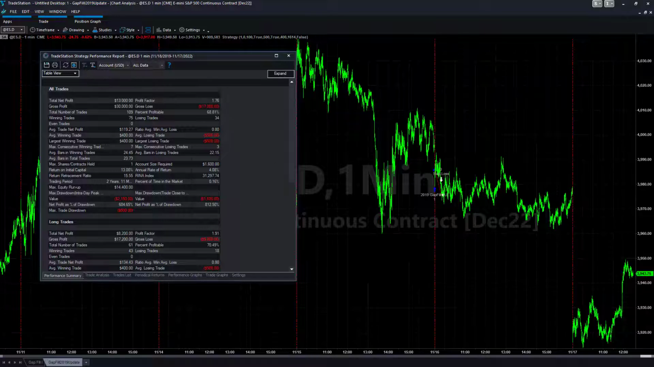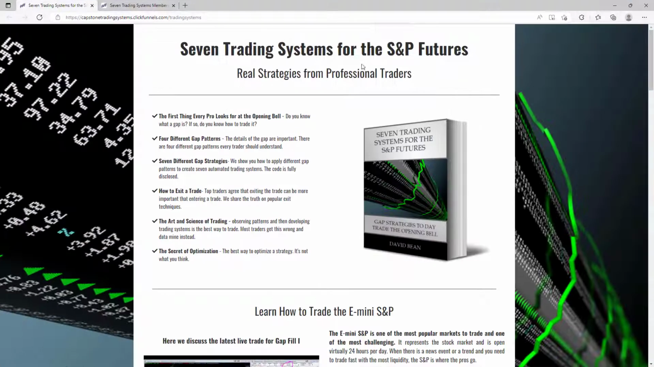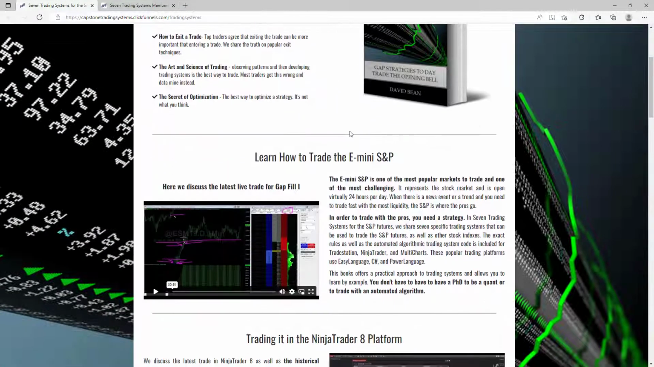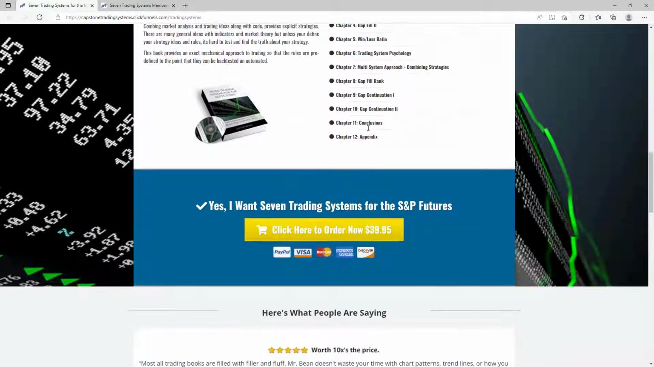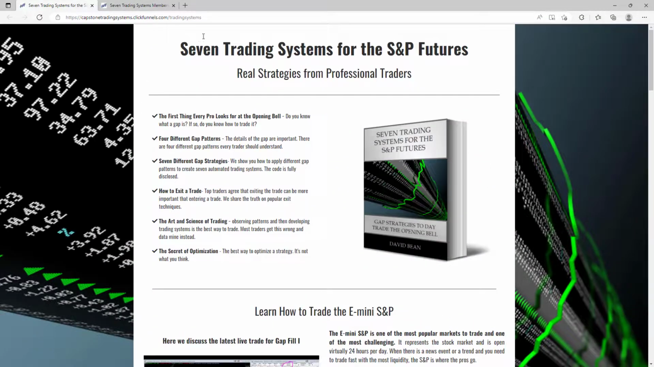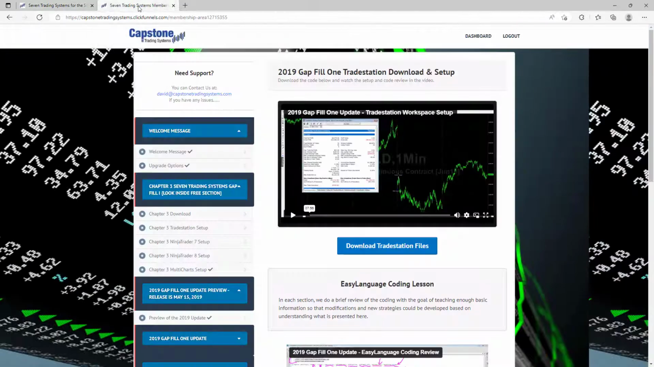And again, this is Gap Fill 1. I have this in my 7 Trading Systems for the S&P Futures book, and you can see right here what this book includes. It includes the Gap Fill 1 strategy originally released. If you update to the members area, or add the members area option, you can download the software. You can also get the 2019 update.